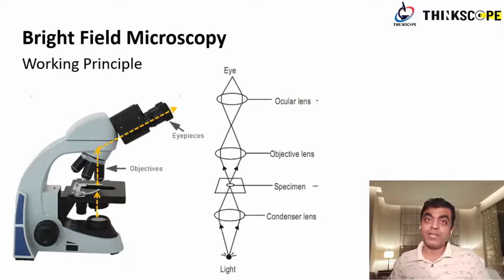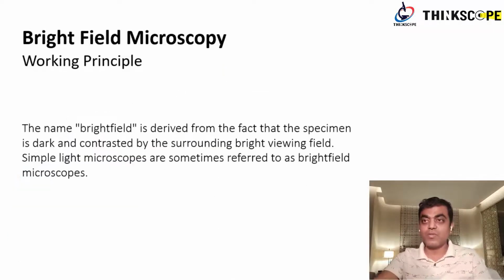Now, what is the contrast, or how are you generating the contrast? The important thing is, the bright field name is derived from the fact that the specimen is dark but the background is bright. Okay, and that is why this bright field name, this nomenclature, has come. This is pretty straightforward. There is nothing important or very significant or deep meaning in it.